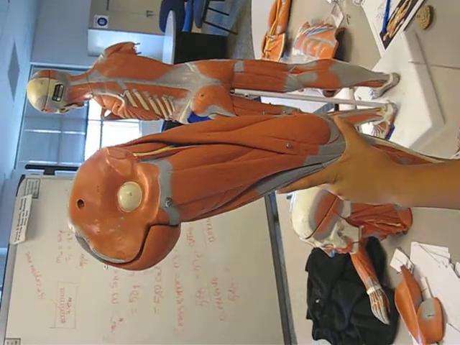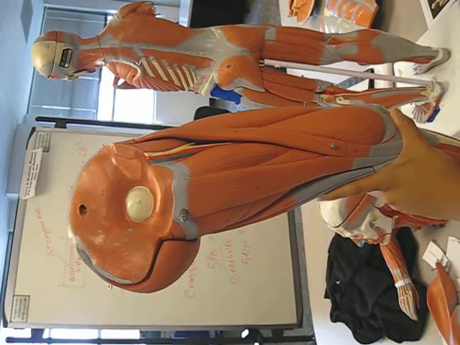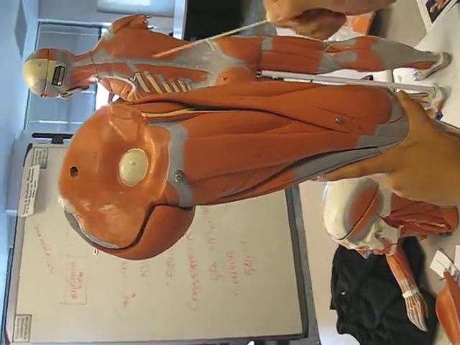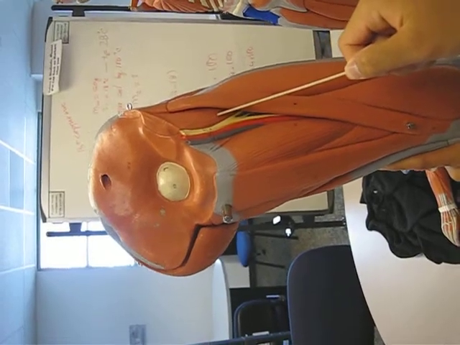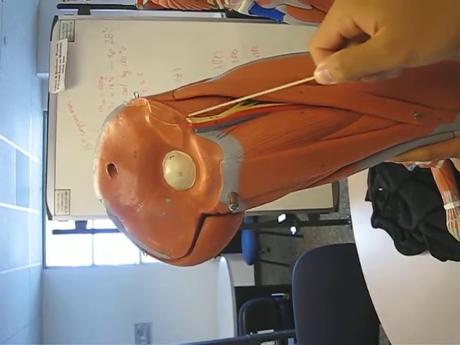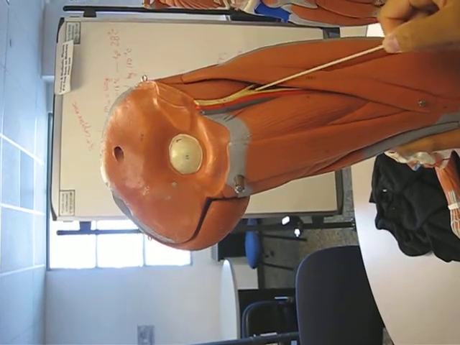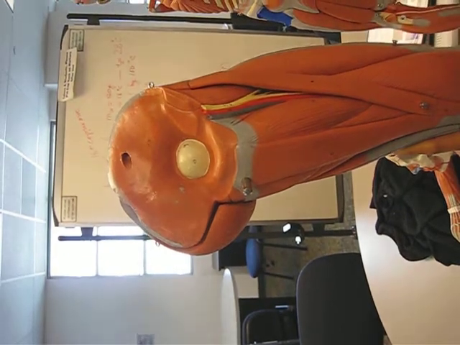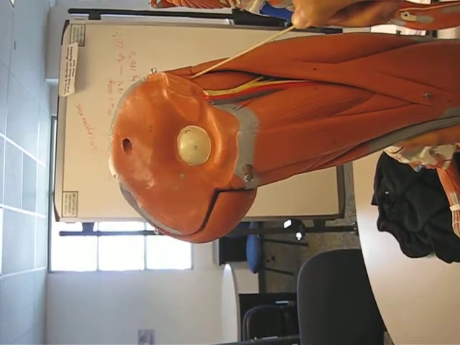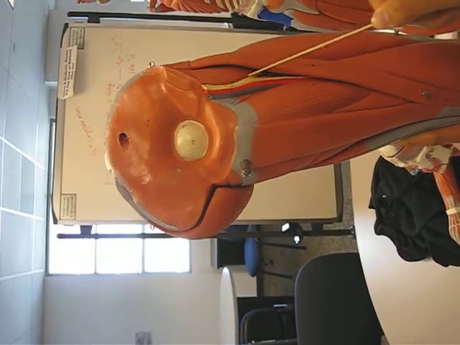Okay. Now we'll look at the muscles that act on the leg and foot. We'll start with the iliopsoas. Its origin is the iliac fossa and the bodies and transverse processes of the lumbar vertebrae. Its insertion is the lesser trochanter of the femur, and its action is to flex the thigh and the trunk.